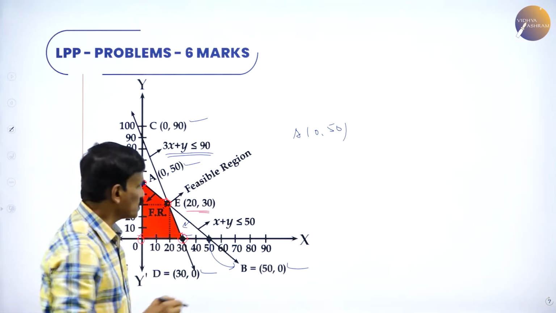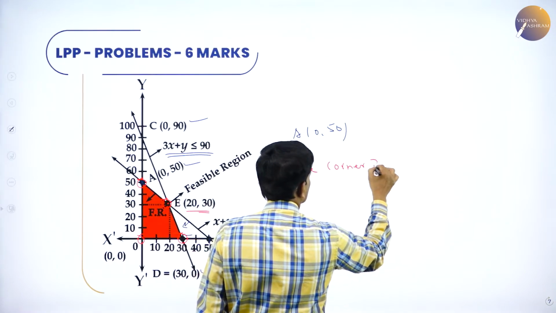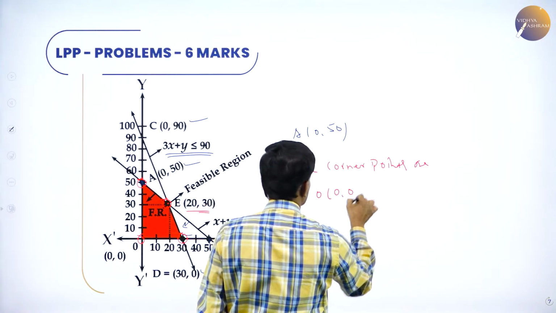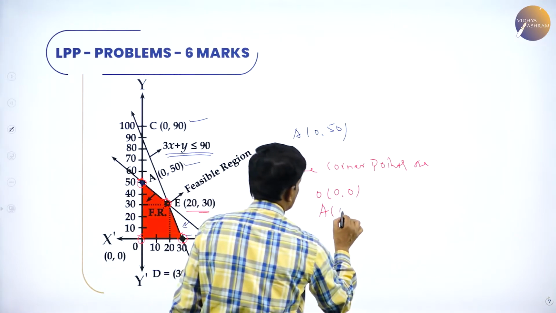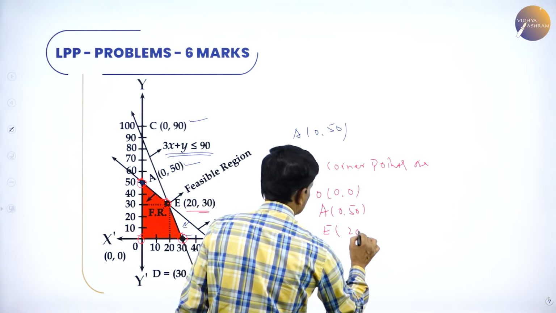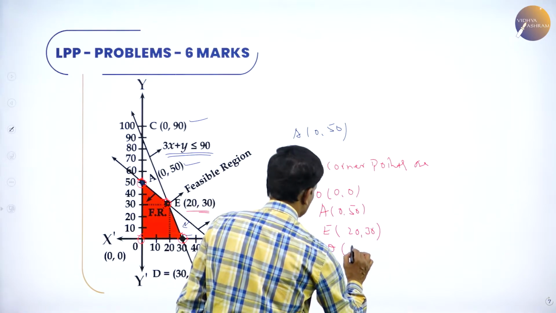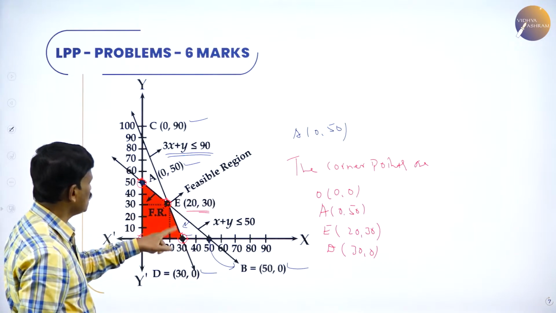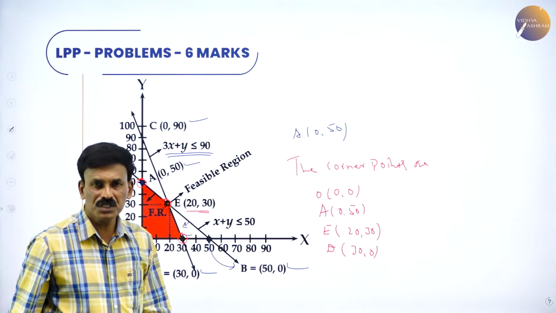Now write down the corner points. The corner points are O 0 comma 0, A is 0 comma 50, E is 20 comma 30, and D is 30 comma 0. So these are the corner points O, A, E and D. This is the feasible region, and now we find the feasible solution.